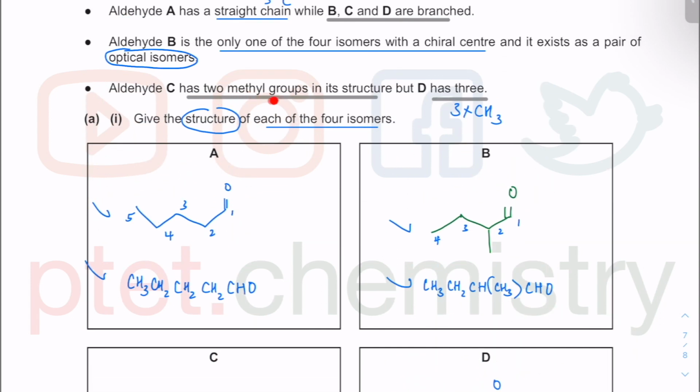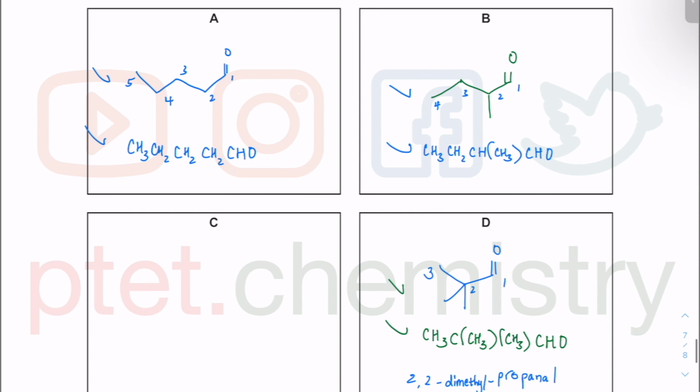C has got 2 methyl groups in its structure. So based on all of these, what am I doing really? Like that, maybe? Like that. 1, 2, 3, 4, 5. Now this is exactly the same as that. So I don't want that. But I can move my methyl from position 2 to position 3. So I can have like that. So rather than at position 2, I have my methyl at position 3.